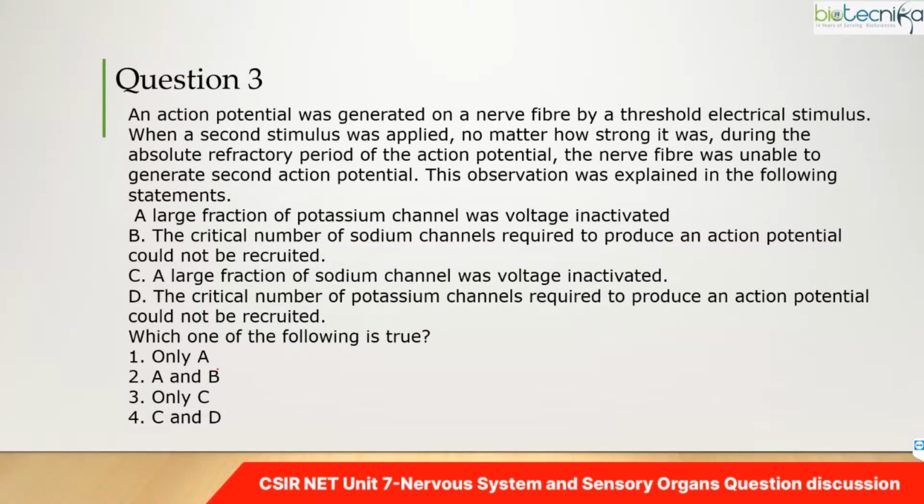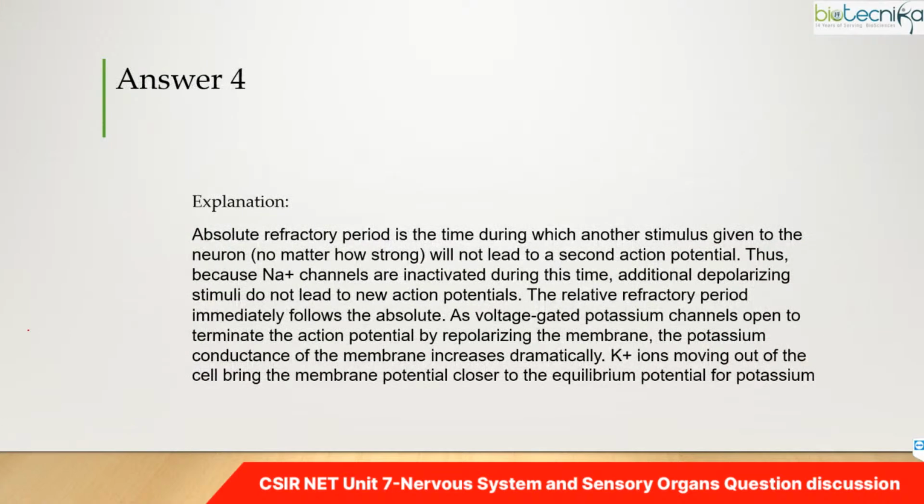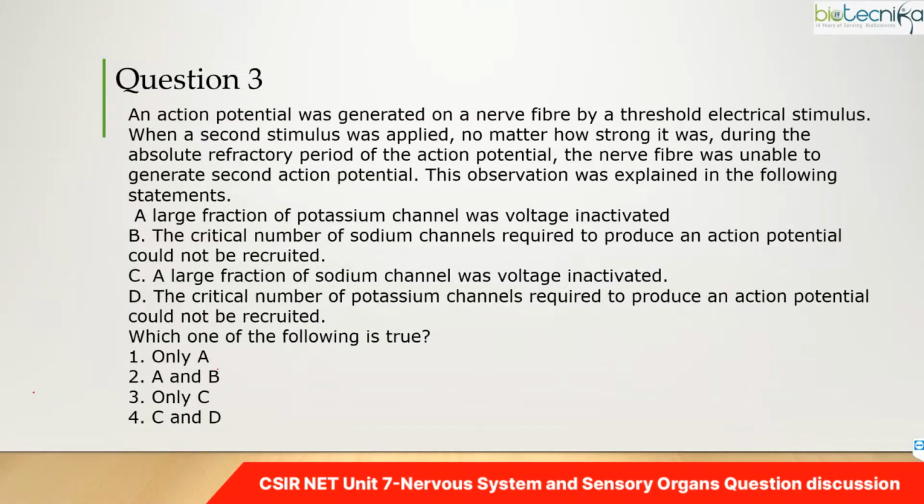Okay, let's move ahead and see the next question. So again, this question is from the nervous system. Let's see what the question is over here. An action potential was generated on a nerve fiber by a threshold electrical stimulus. It means in this question, they have already said that there is a threshold electrical stimulus, and the action potential is already generated over here.